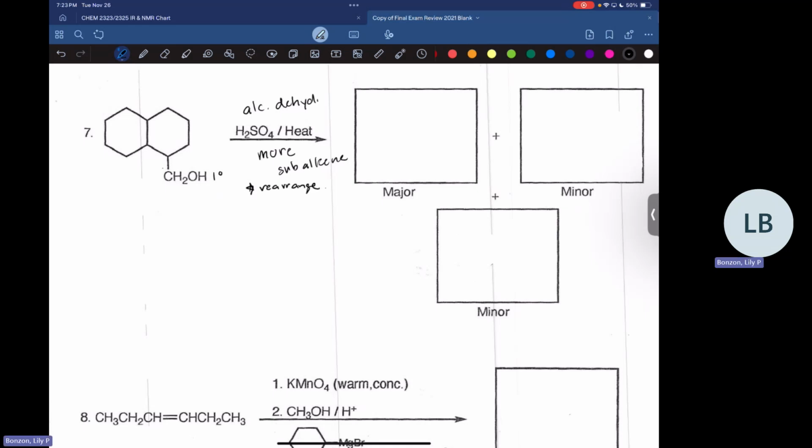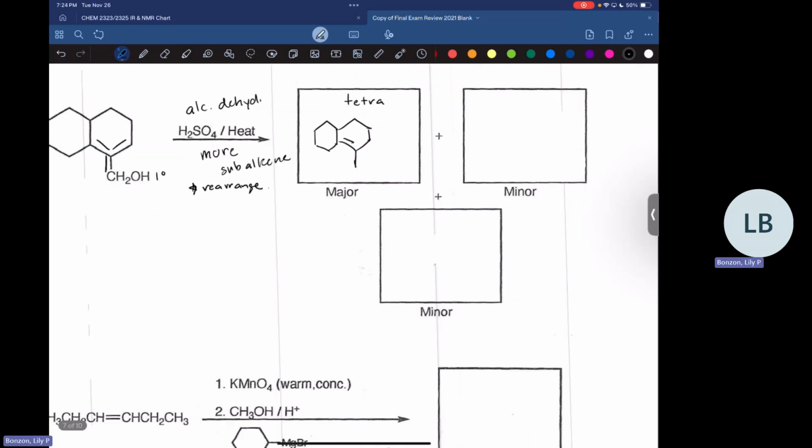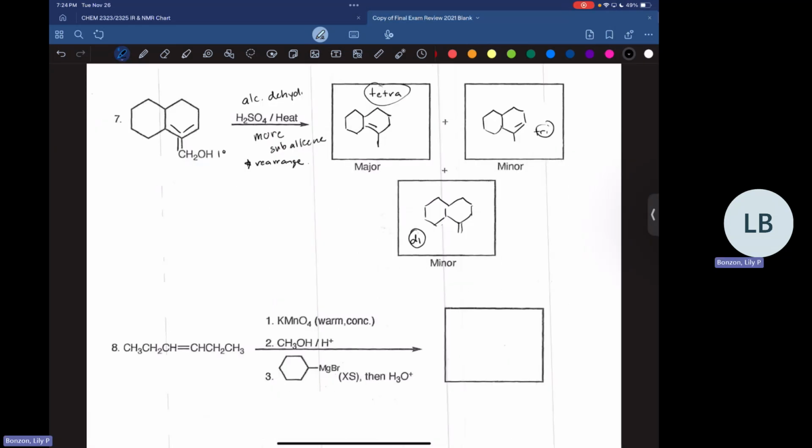So our options to form the double bond are going to be here, here, or here. So the major is going to be, again, the more substituted alkene, and that in this case is going to be going to the left because that would give us a tetrasubstituted alkene. And then our 2 minor products are just going to be the other 2. So going to the right, up and to the right, we have a trisubstituted alkene. And if we went towards the bottom, we would have a disubstituted alkene. So the tetrasubstituted product will be our major, and then the other 2 will be in our 2 minor boxes.